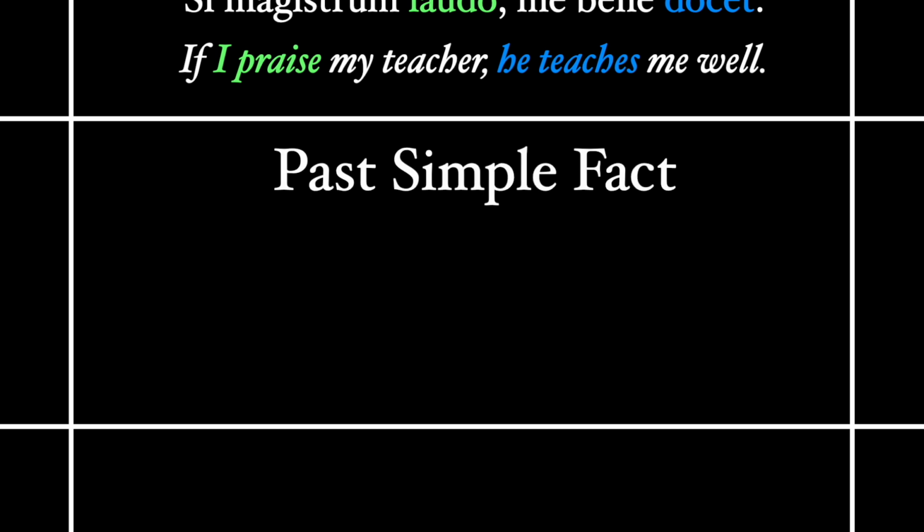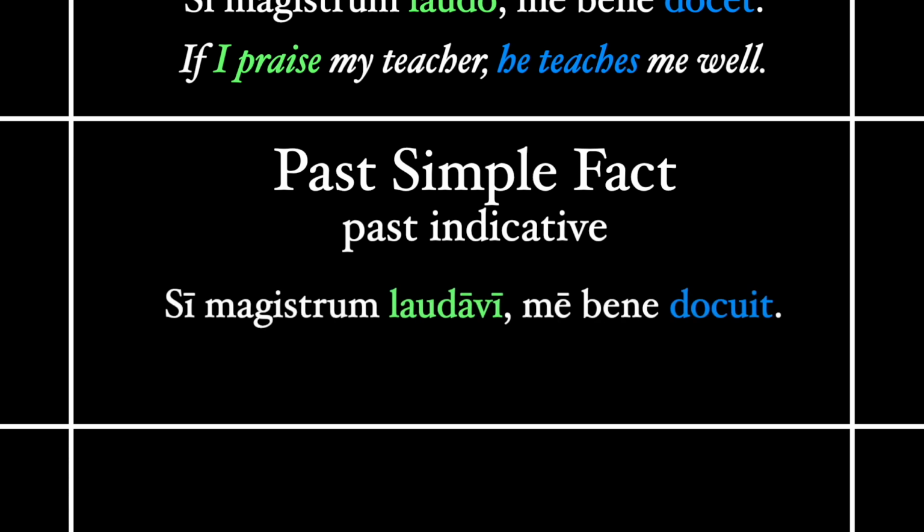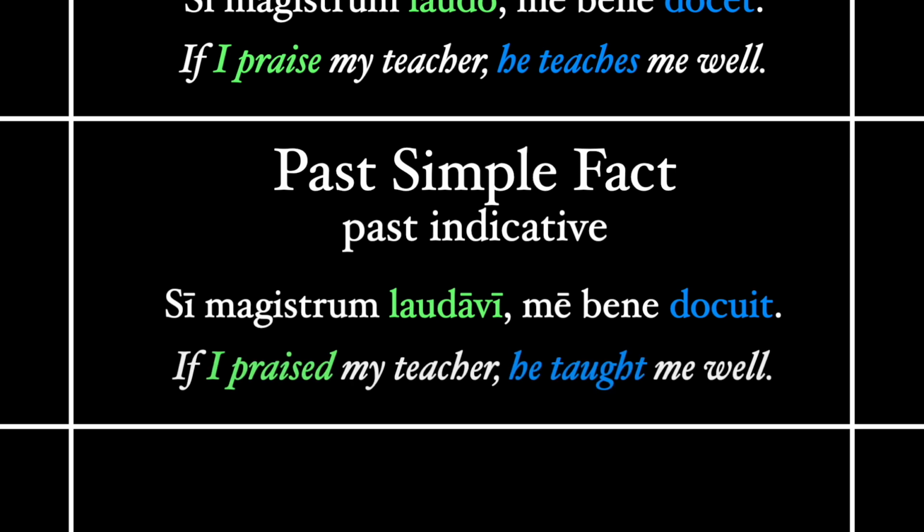The past simple fact expresses a past event that likely did happen. It uses verbs in some past indicative tense. Si magistrum laudavi me bene docuit. If I praised my teacher, he taught me well. Laudavi and docuit are both perfect indicative, so it expresses some past real circumstance. Like when I was in high school, if I praised my teacher, he taught me well. And we translate it with regular past tense verbs in English.